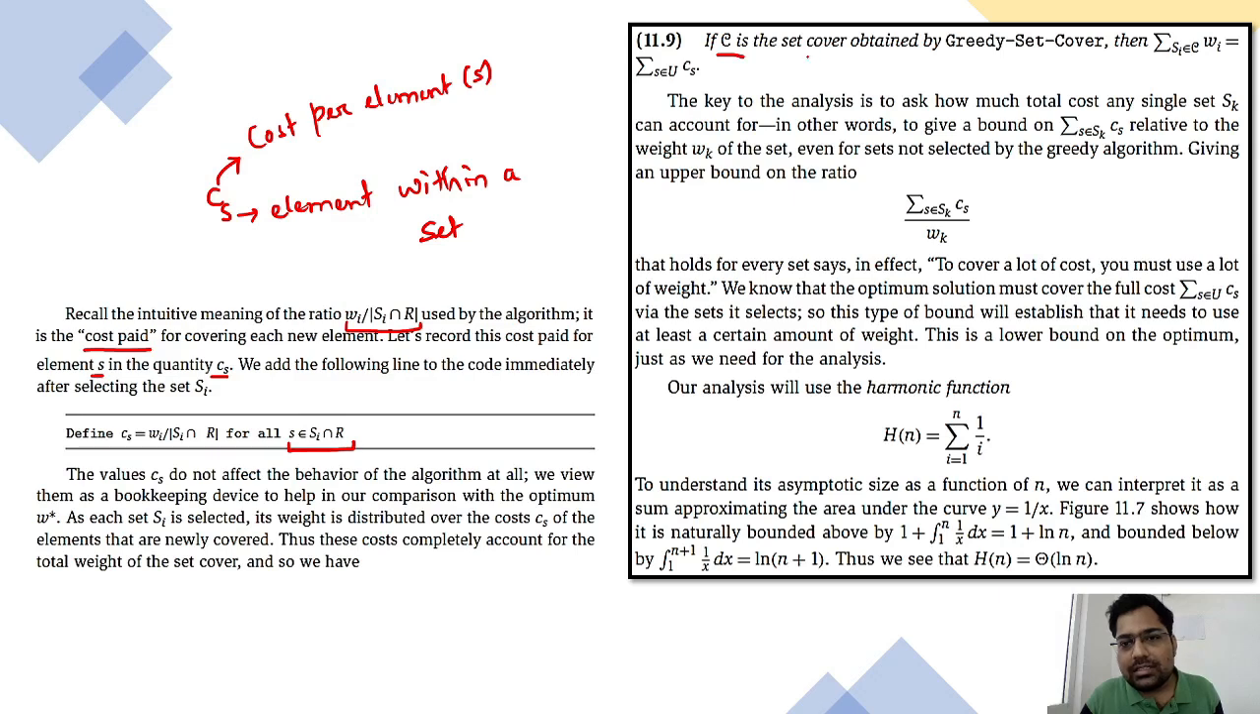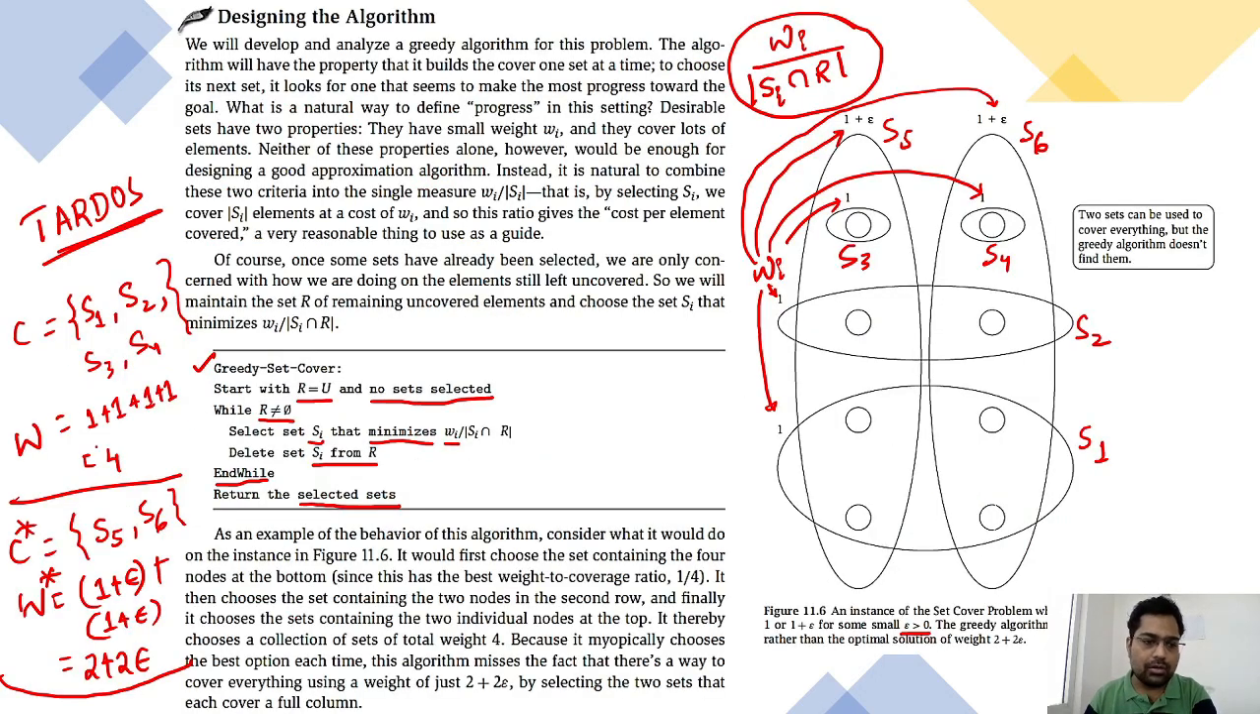So if capital C is the set cover obtained by the greedy set cover, then whatever the weight that you got is equivalent to the cost of those elements selected from the universal set. So this is a lemma you can say. Those sets which are covered, as we have already told by taking this example, 1 by 4, 0.5, 0.5. Definitely if you add everything, whatever you have collected will be equivalent to the set you have considered.